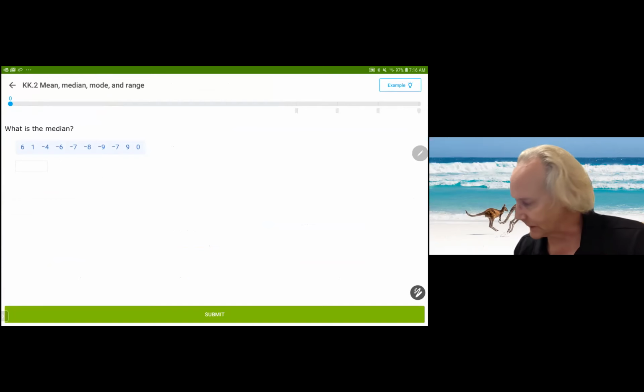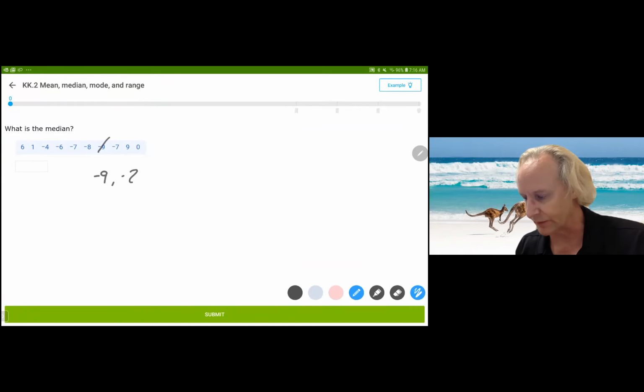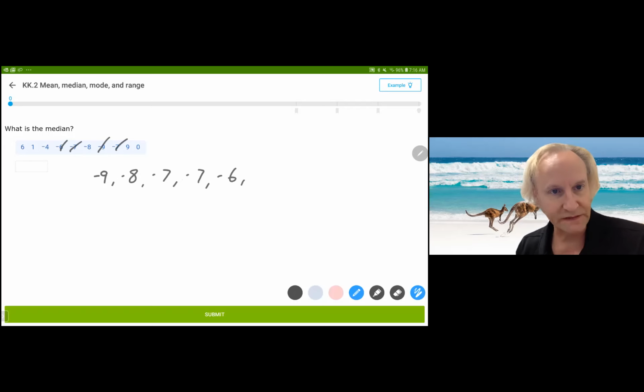So we have -9. Let me write them in order. It is very helpful to write them in order. You don't absolutely have to. You could probably figure it out without doing this, but it is helpful. One thing you'll notice is that I cross them out as I go, and the reason I do that is because it's really easy to miss one. You see how I missed a -8 there? I didn't cross it out.